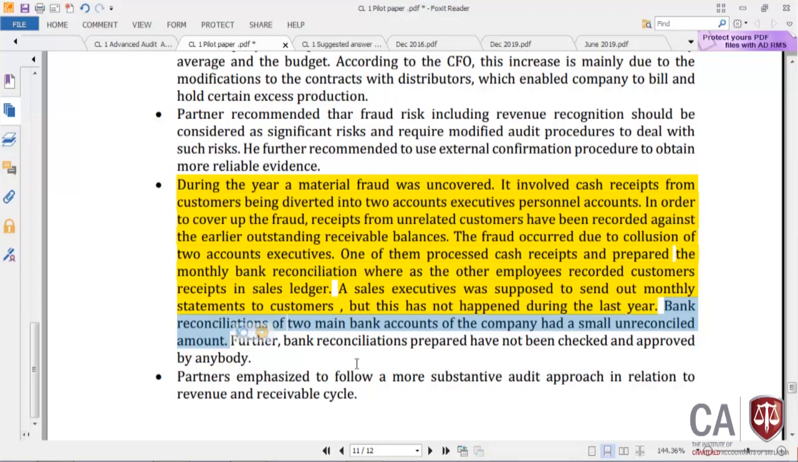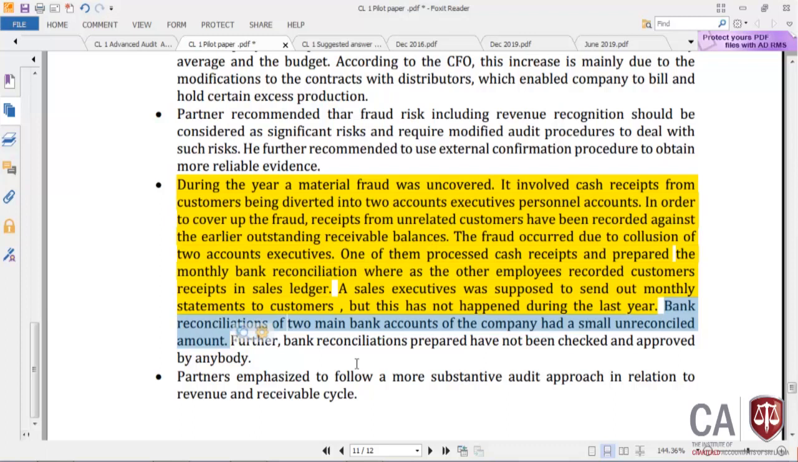Everywhere we can see, even in your CL1 paper or KC4 papers previously, this has been there. Preparation of bank reconciliation itself is not enough. That reconciliation must be reviewed and necessary corrective action should be taken by the next level person, authorized person. If that doesn't happen, that control is not effective.